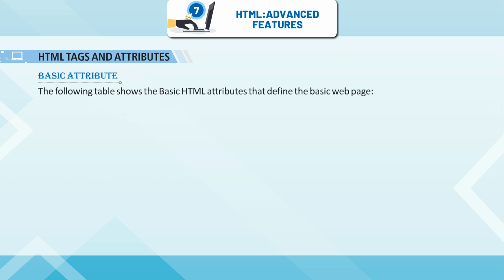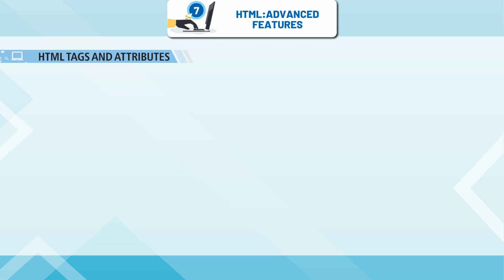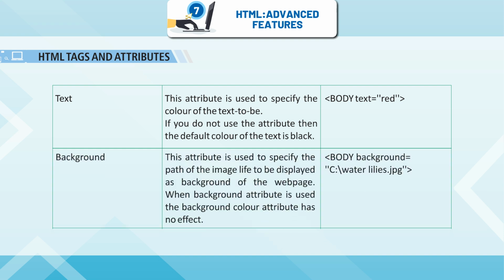Basic attribute. The following table shows the basic HTML attributes that define the basic web page. Attribute, description, example. BGCOLOR: this attribute is used to specify the background color of the web page. If you do not use the background color attribute, then the default background color of the page is white. Example: body tag bgcolor equals "green". Text: this attribute is used to specify the color of the text. If you do not use the attribute, then the default color of the text is black. Open body tag text equals "red".